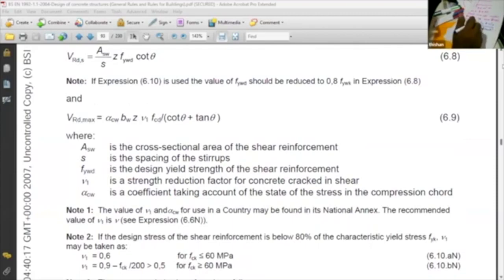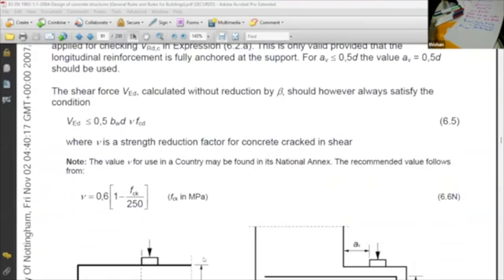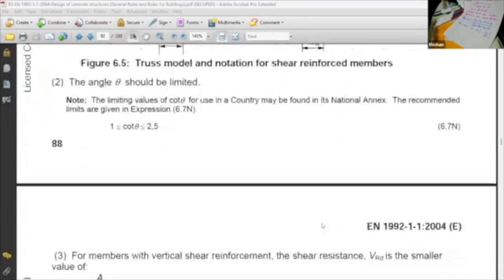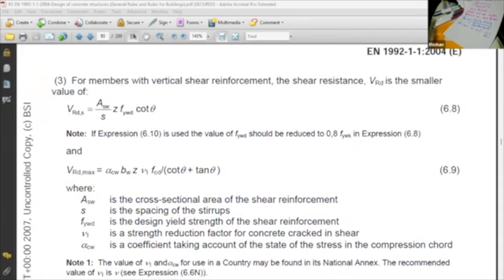BW, we know, is 400. Is it 0.9D? Nu, for nu there's an equation. What is nu? Nu is 0.6 times (1 minus FCK divided by 250). Okay, we know nu. The strength reduction factor for concrete in shear is given by this equation. FCD is FCK divided by gamma m, or FCK divided by 1.5.